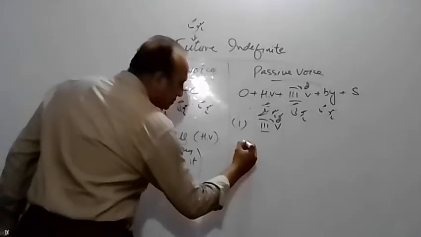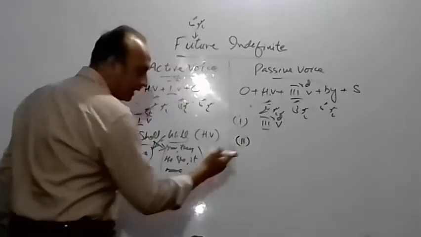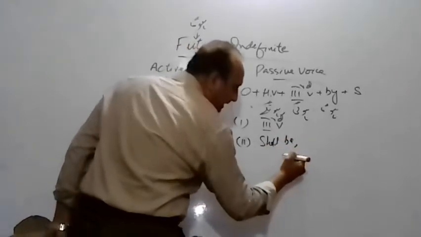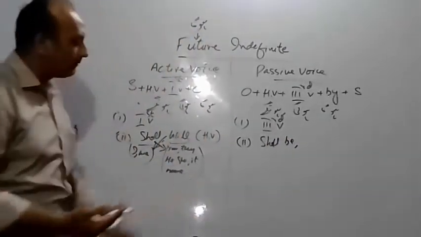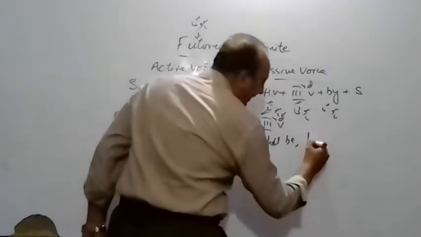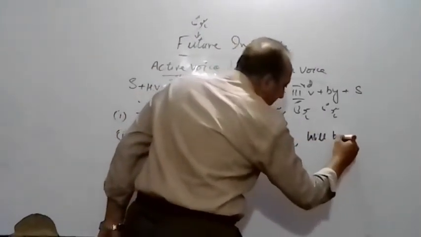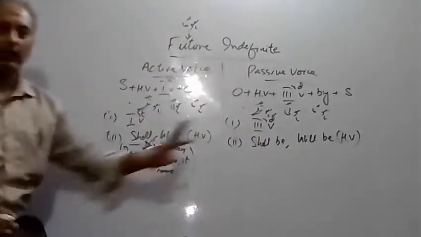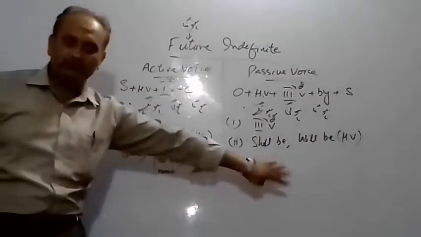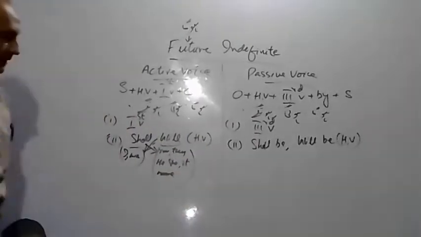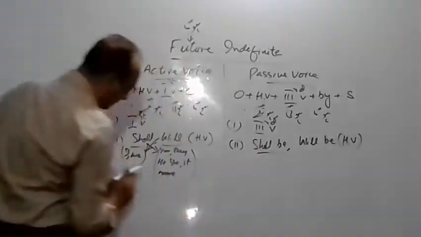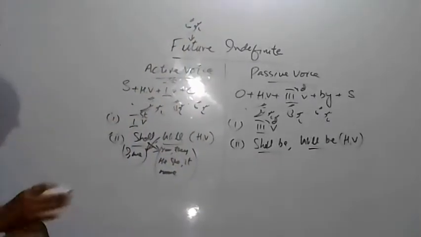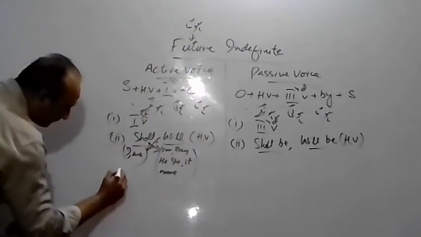And in point number two, we have again shall and will, and we add be. So it will become a new helping verb, shall be, and again will be. The same procedure will be applied along with both of these helping verbs related to the passive voice. Right? So shall will be applied with this, will be applied with these. Clear?